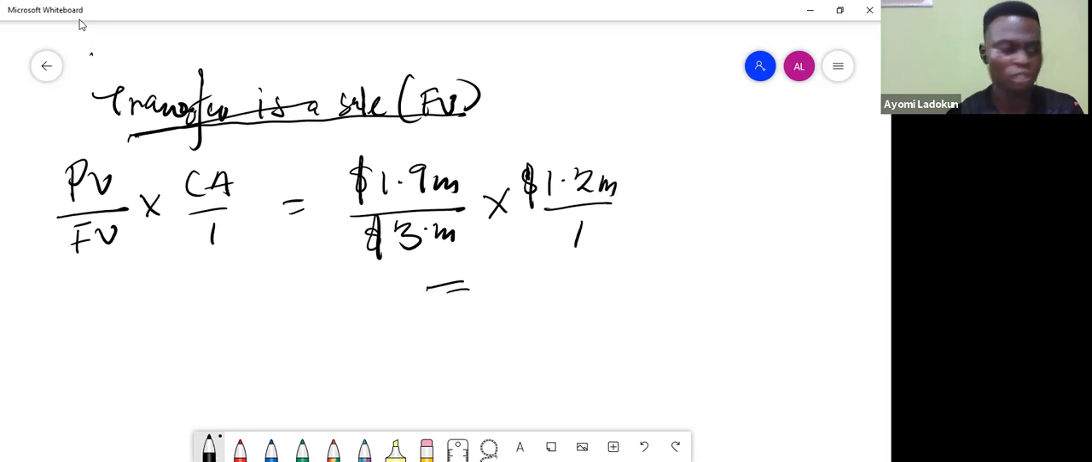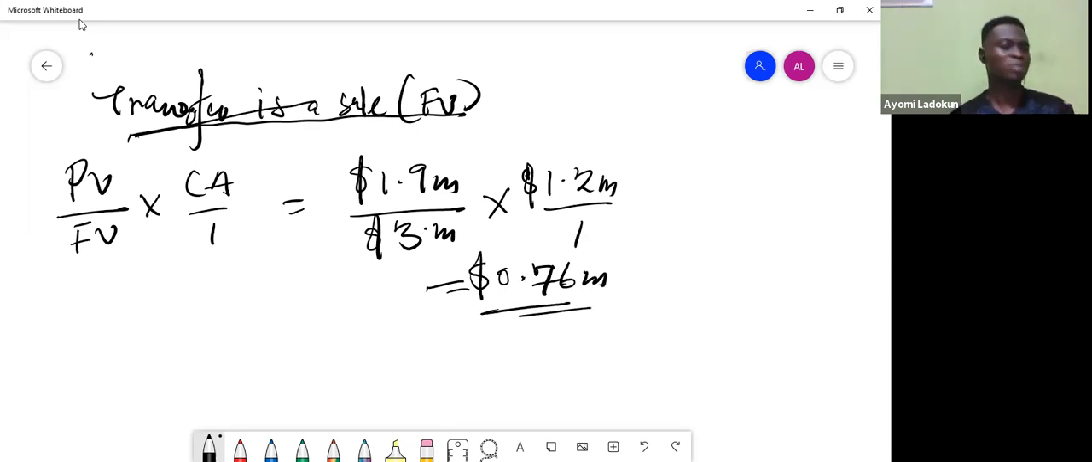So what will this give me? Let me press my calculator. It will be 1.9 divided by 3 multiplied by 1.2. Okay, so it's going to give me 0.76 million. So you can do that. Can you put that down in your notes? I already put the formula in the notes. That's what you're doing actually.